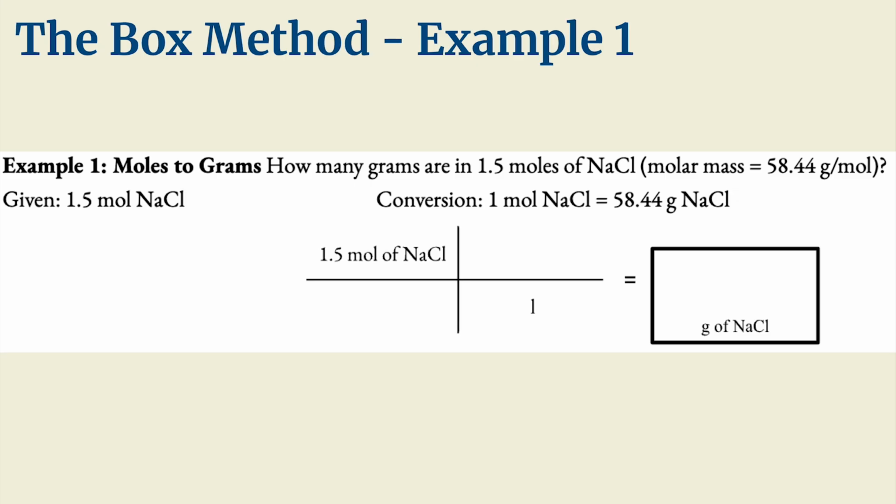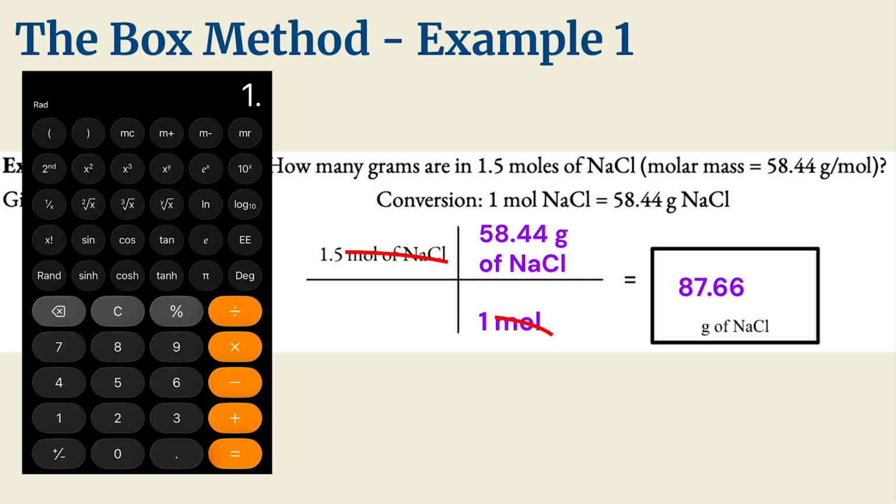And so we're going to start with 1.5 moles of sodium chloride. In sodium chloride, there is 58.44 grams of sodium chloride for every 1 mole, so we're going to use this conversion. Then our mole cancels out, and we're left with the units of grams of sodium chloride, which is the mass. So 1.5 times 58.44 grams is 87.66.